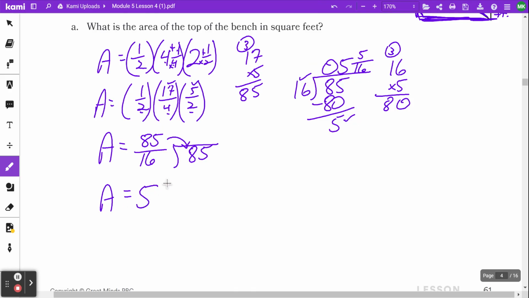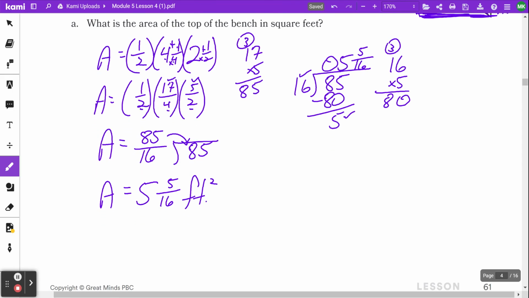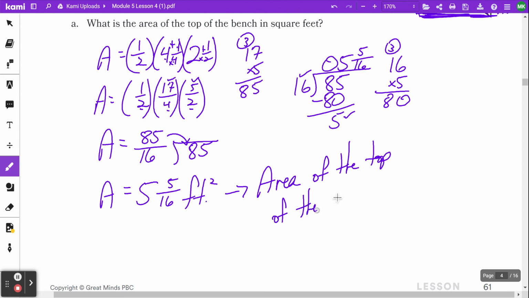So 5 and 5/16 feet squared, right? Squared, because we have only 2 units to deal with. There it is. So that is the area of the top of the bench. Okay, so a little area of the top of the bench. And there you have it.